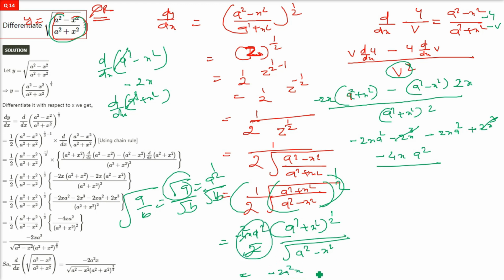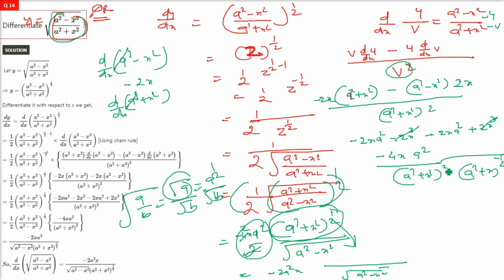Now, this one, this is under root a square minus x square. Now, why did I write this as a square plus x square to the power half? Because there was a square plus x square in the denominator. Remember, we just applied the quotient rule. So I will be taking this a square plus x square to the power half in the denominator. So it will be a square plus x square to the power minus half. So 2 minus half is what? It is 4 minus 1 by 2. So it is going to be 3 by 2.